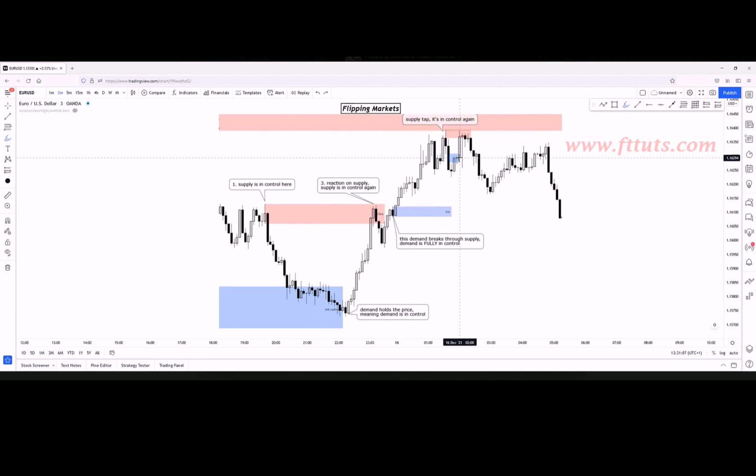This is one of the most important things in supply and demand trading to master: to understand what is in control, where you can execute trades, and what can be your TP. And your TP could always be the unmitigated supply or demand zones.